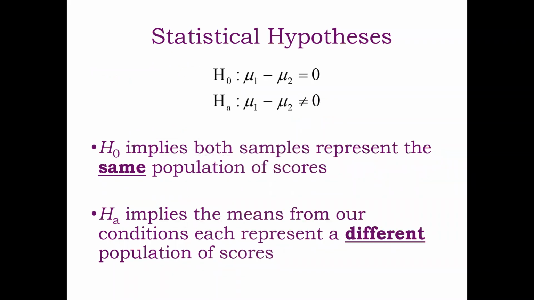So here's the idea behind the null hypothesis for a non-directional test. You're comparing two groups, and the idea is that both samples come from the same population of scores. They do not come from different populations, right? And the alternative implies that each condition comes from a different population of scores.